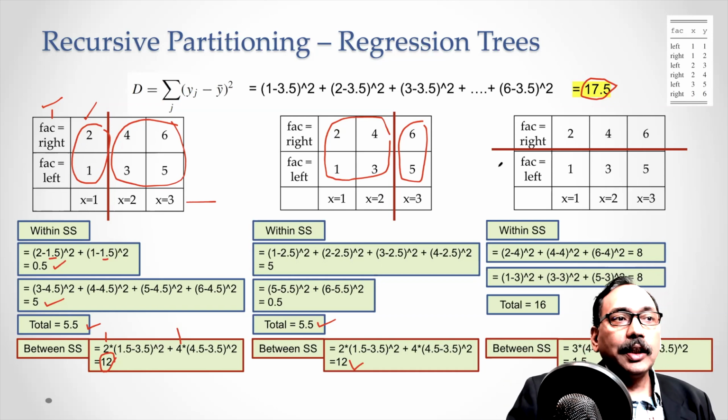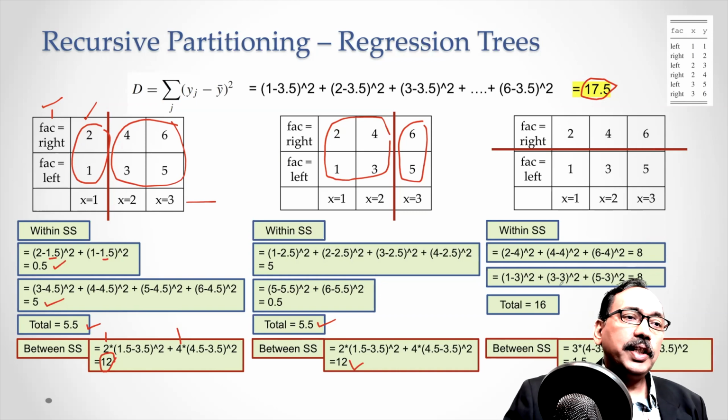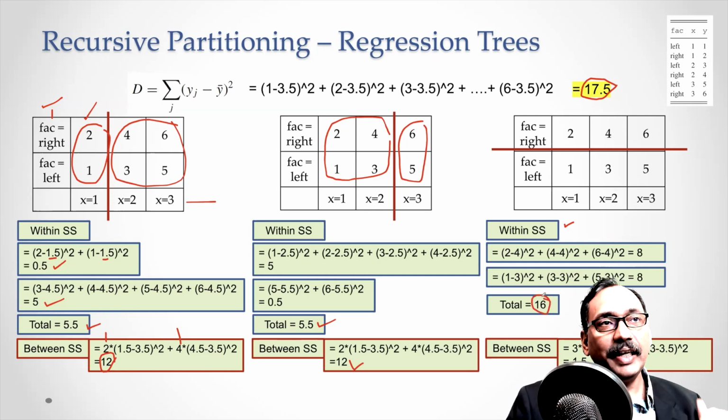Now the only other way you can partition the data is this way: horizontally divide based on the FAC variable, or factor variable, into left and right. Using that, if you do the within sum of squares calculation, you get a total of 16. So remember, the algorithm has to minimize within sum of squares.